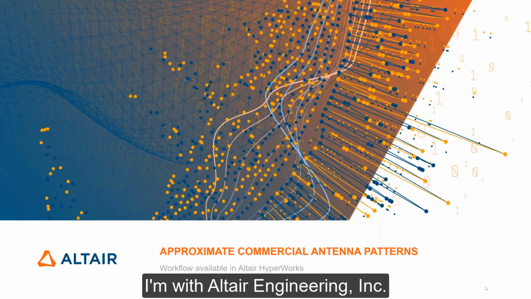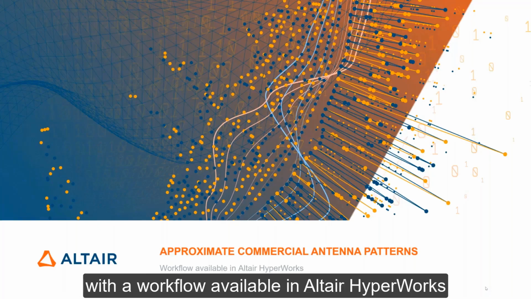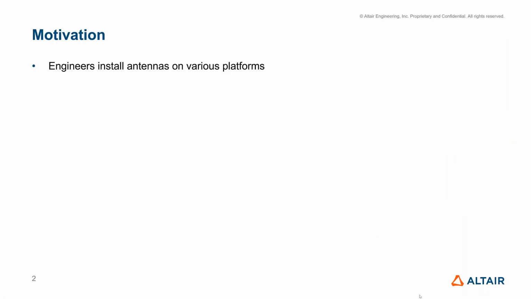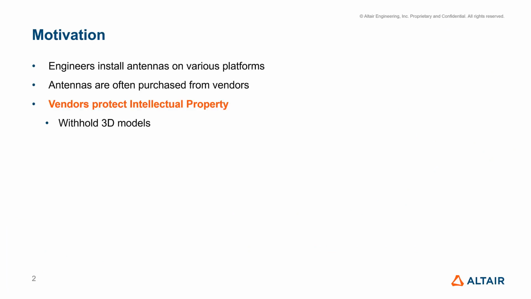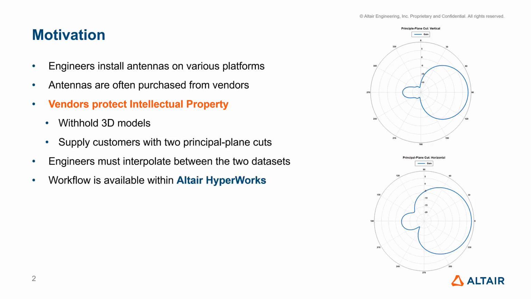I'm with Altair Engineering. I'll be discussing how an engineer can approximate commercial antenna patterns with a workflow available in Altair HyperWorks. Engineers install antennas on various platforms. These antennas are often purchased from other vendors who naturally want to protect their intellectual property. As a result, they withhold their 3D models and instead supply customers with two principal plane cuts. Engineers must therefore interpolate between the two datasets with a workflow available in Altair HyperWorks.